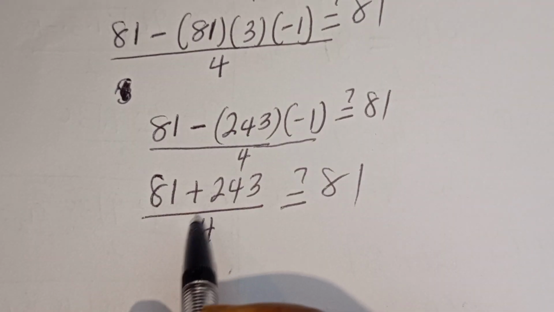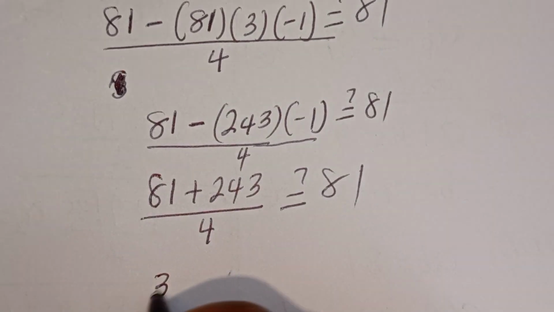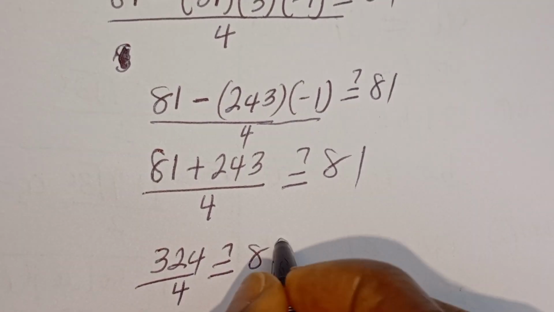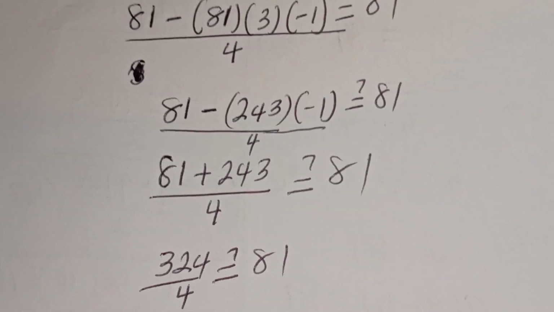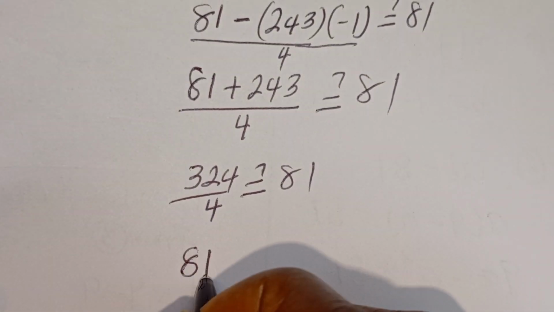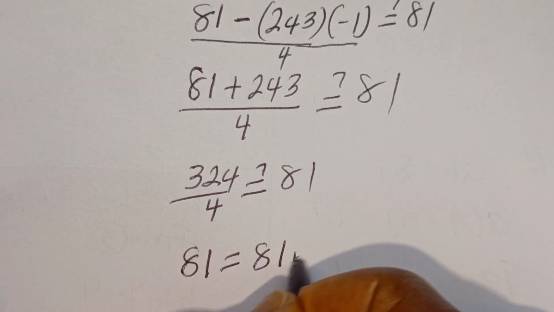81 plus 243, this is 324 divided by 4 must be equal to 81. 324 divided by 4, that is 81, is equal to 81, which is true.